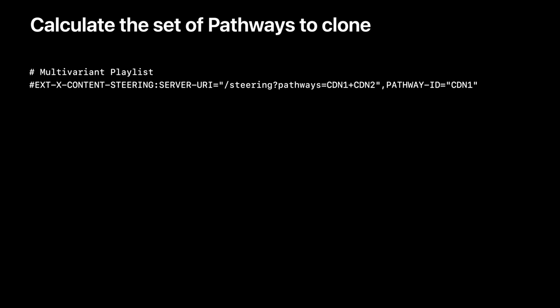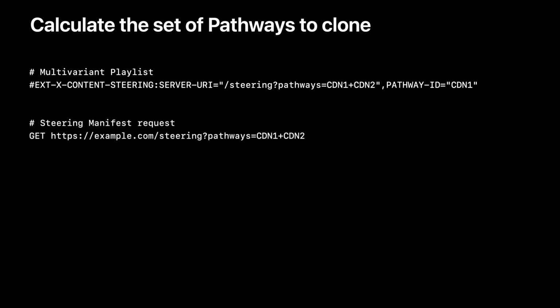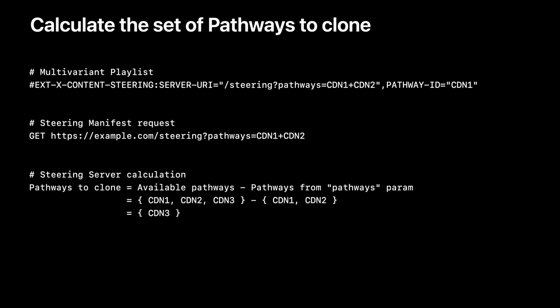One way to do it is to include the set of pathways in the initial steering server URI as a query parameter during the generation of the multivariant playlist. In this case, the multivariant playlist contains 2 pathways, CDN1 and CDN2. Therefore, it includes them in the server URI attribute as a query parameter. Then, the client player will send requests to the URI, carrying the parameters, to the steering server. The steering server can then extract the parameter as the set of pathways in the client's multivariant playlist.